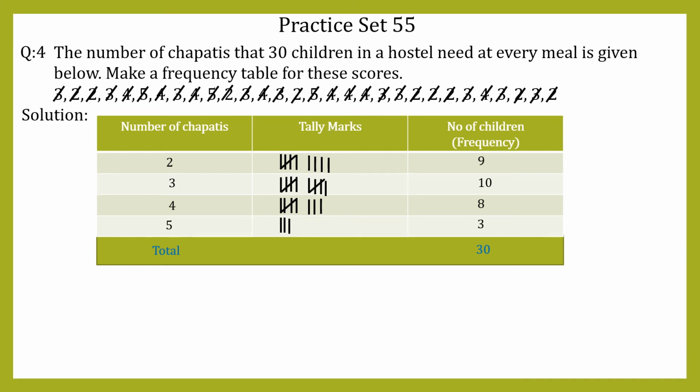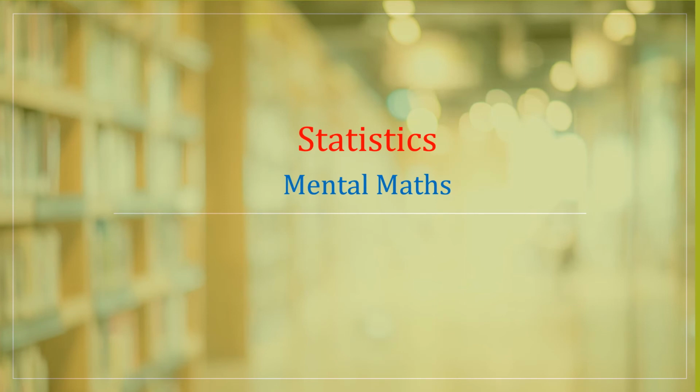Now let's add it. 9 plus 10 is 19. 19 plus 8 is 27. 27 plus 3 is 30. So with this we can tally that the number of children is 30, and the data was also given for 30 children, means our answer is correct. Dear children, we have completed the exercise.